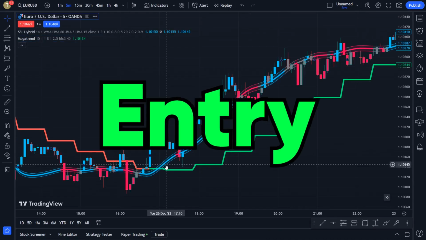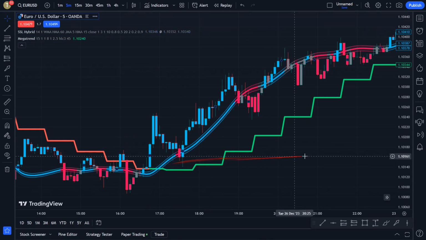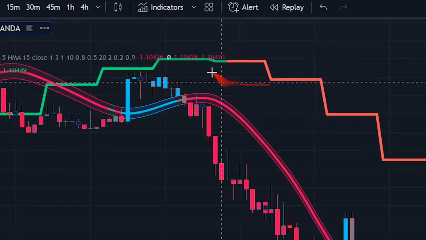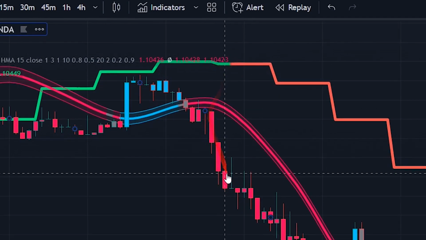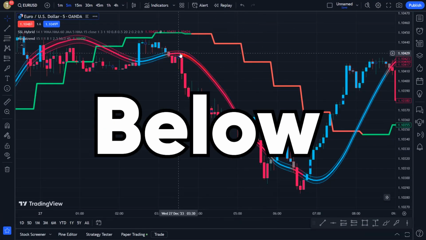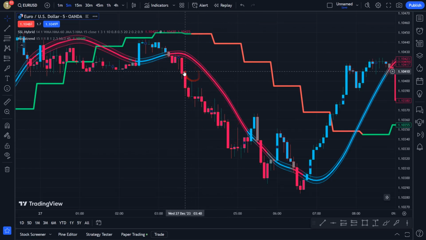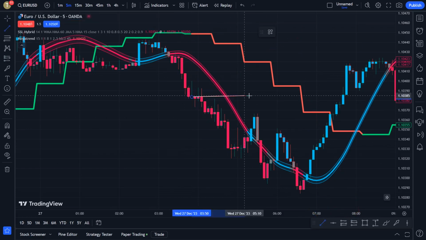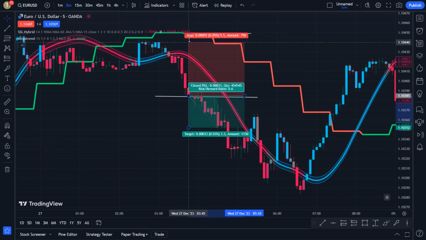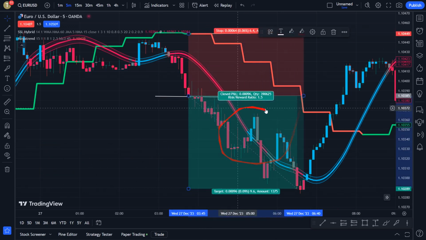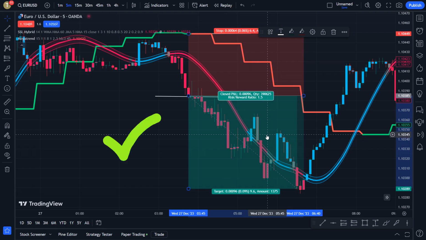Now we need to find the entry and exit points on the chart. The first entry signal for us is the change in the color of the megatrend indicator. As you can see here, the megatrend has changed from green to red. And on the SSL, the candles are below the average line. And they are red, so this is a good point to place a sell order. Set your stop loss on the mega trend line and risk to reward ratio will be 1 to 1.5. As you can see, the trade was closed with profit.